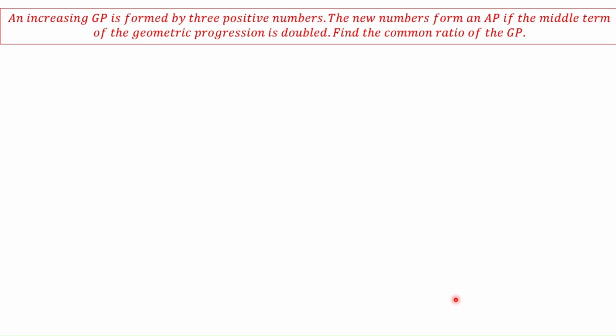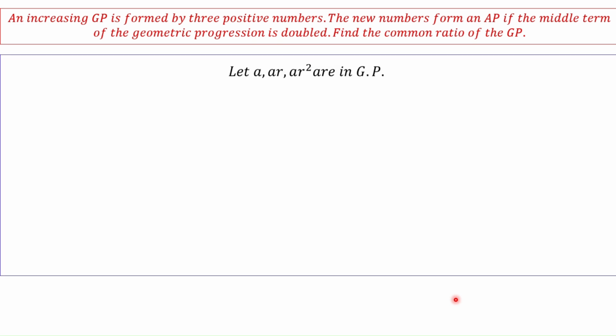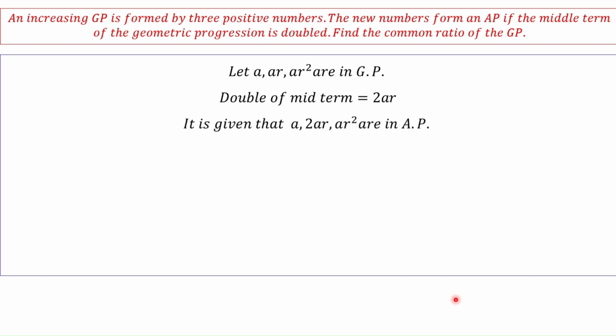So first, what is given is a GP. Let's take the GP as A, AR and AR square. These are the three numbers which are in GP. Double of the middle term is 2 times AR. Now 2AR, AR square are in AP. Correct? So 2AR equals the average of the neighboring terms, that is A plus AR square by 2. If I simplify it further, R square minus 4R plus 1 equals 0. If I solve this quadratic equation, R is equal to 2 plus or minus square root of 3.